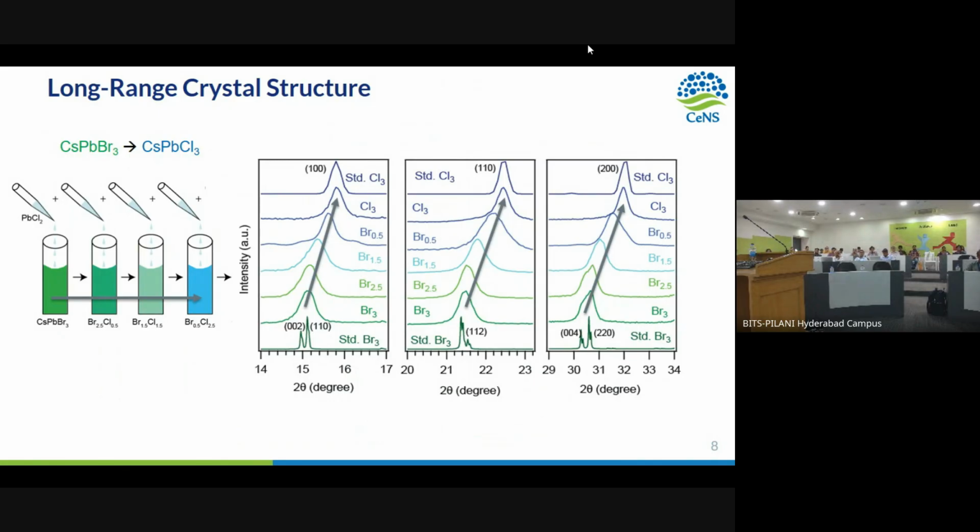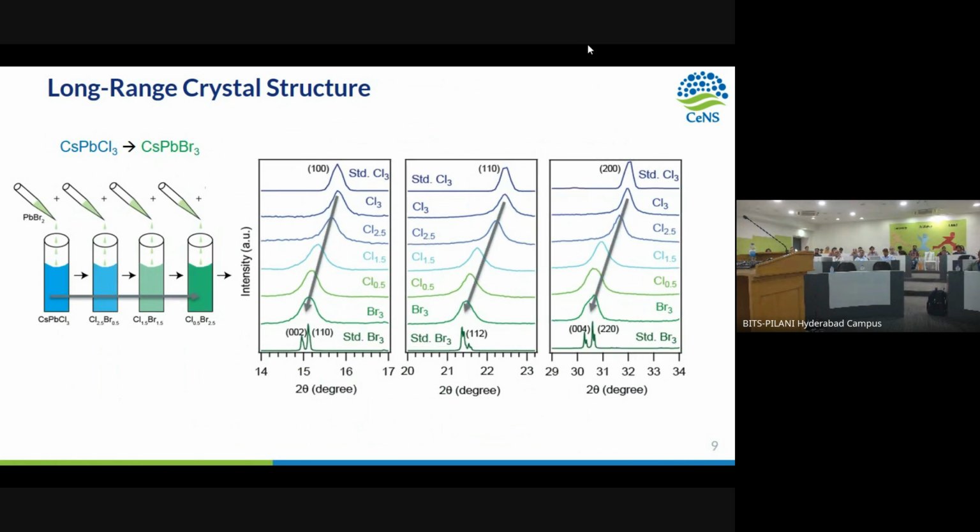In the case of XRD, as we change the composition, we see that the peak shifts to a higher 2 theta value, because the Pb-Cl bond length is smaller. If we do the reverse, we see that the peak shifts towards a lower 2 theta value, because the cesium lead bromide unit cell is bigger. As these are nanoparticles, these XRD patterns are broad, so we cannot determine anything about what is happening from this diffraction pattern.